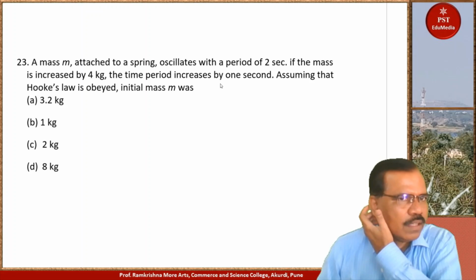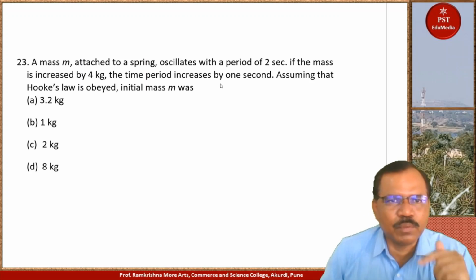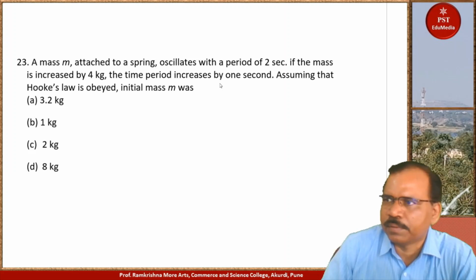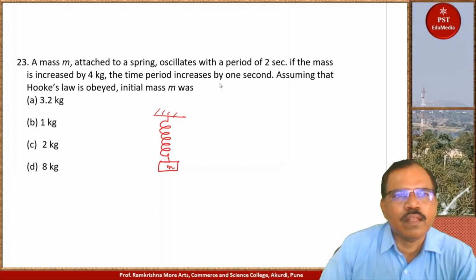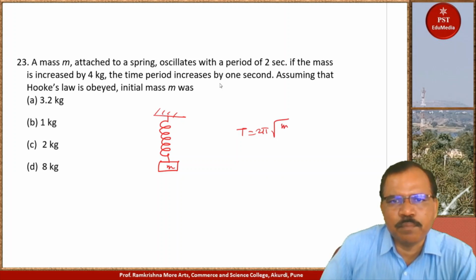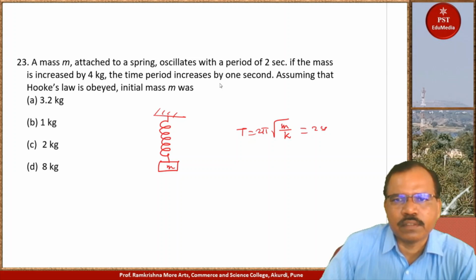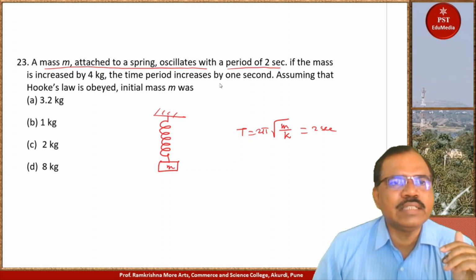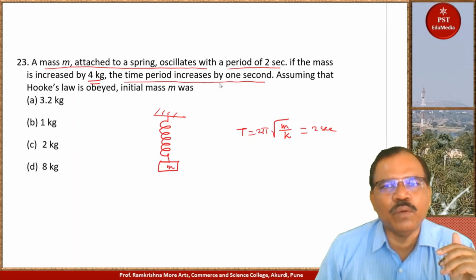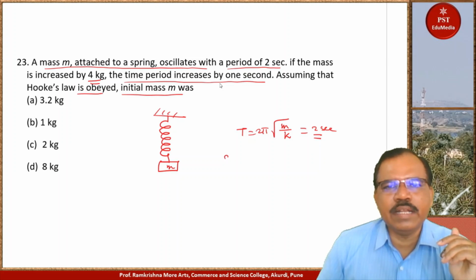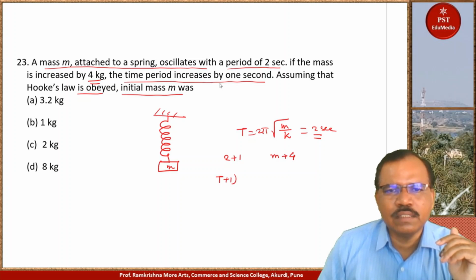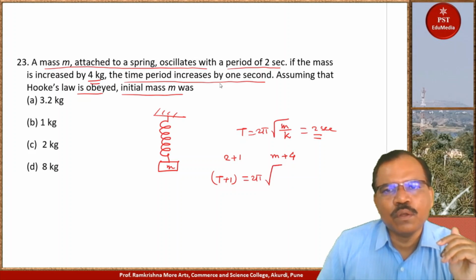Now next one. A mass M attached to a spring oscillates with a period of 2 seconds. This is the last question, then we'll stop. So here T is equal to 2 pi under root M by K, and this is 2 seconds. If the mass is increased by 4 kg, the time increases by 1 second. Assuming that Hooke's law is obeyed, find the initial mass M. So the initial period is this. Now the period is increased by 1 when mass is increased by 4. So for T plus 1, the same equation will be valid because Hooke's law is obeyed.